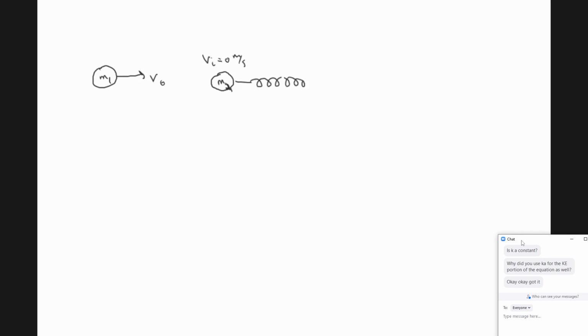So let's say we have an object colliding with a spring. So we have an object of mass m1 traveling at a velocity v naught. It is then going to collide with an object of mass m2 whose initial velocity is equal to 0, which is also attached to a spring that is at rest right now. And that spring has some spring constant k.